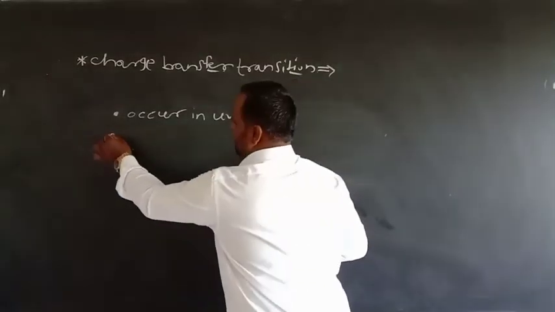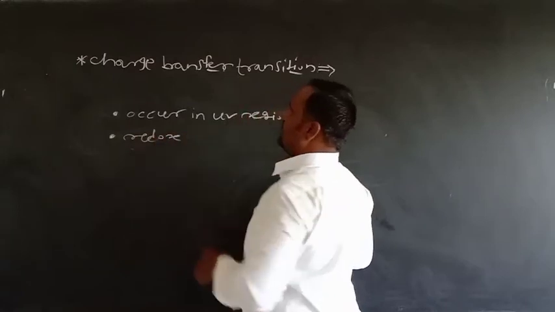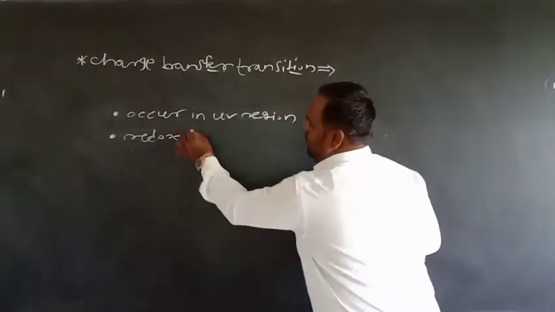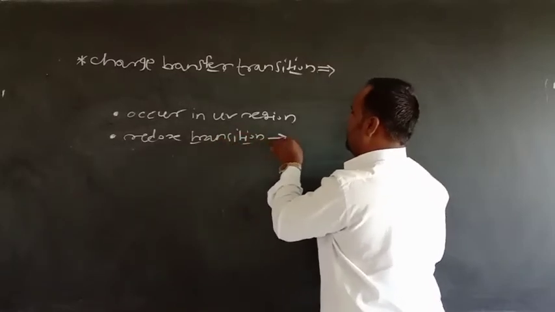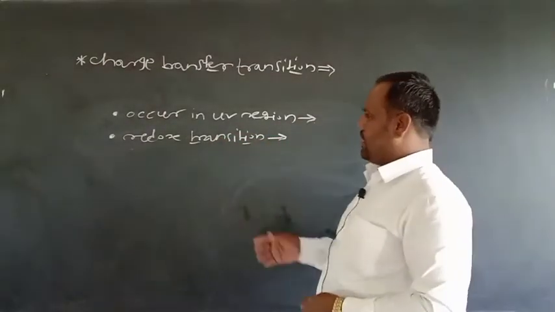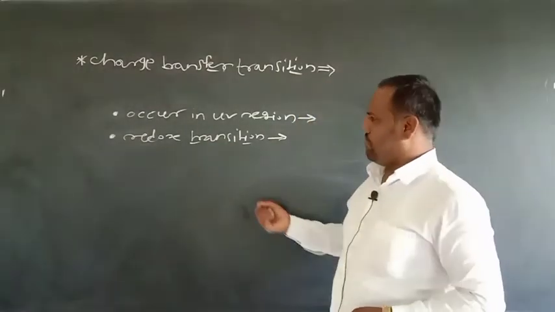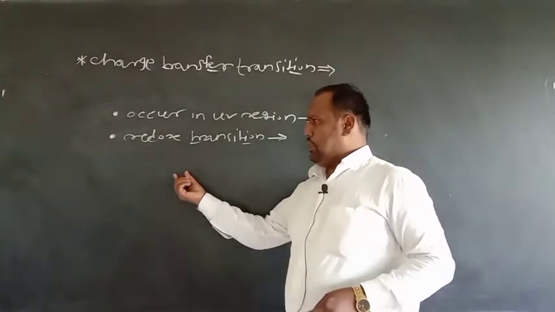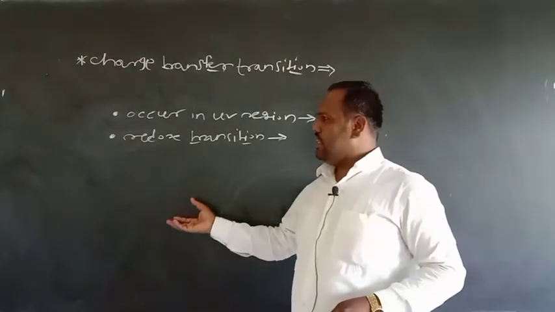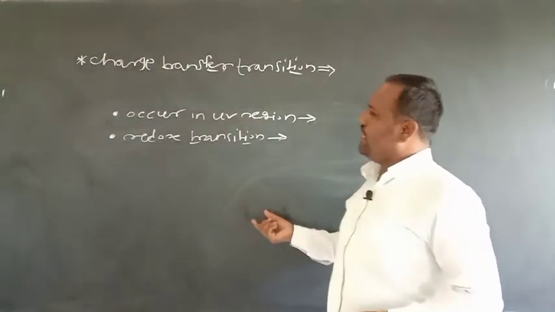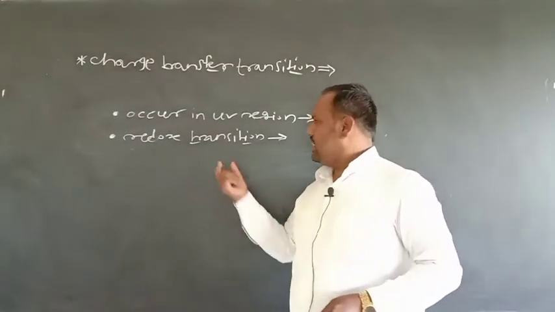Second, these transitions are redox transitions. So, what is a redox transition? In a charge transfer transition, one of the components gets oxidized and another component gets reduced. So, simultaneously oxidation and reduction are going on. Therefore, such a type of transition is called a redox transition.